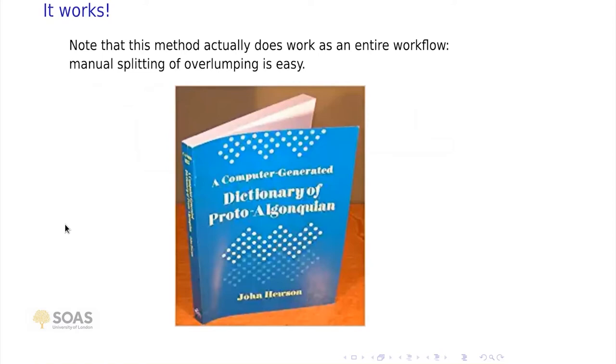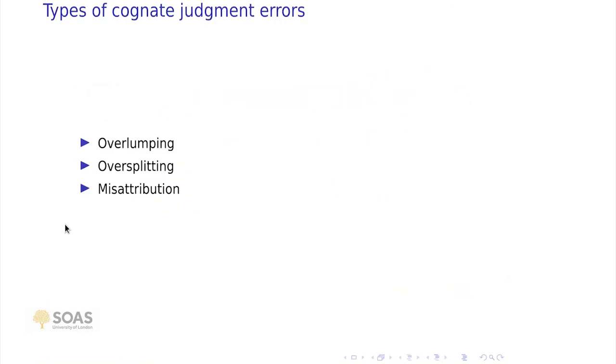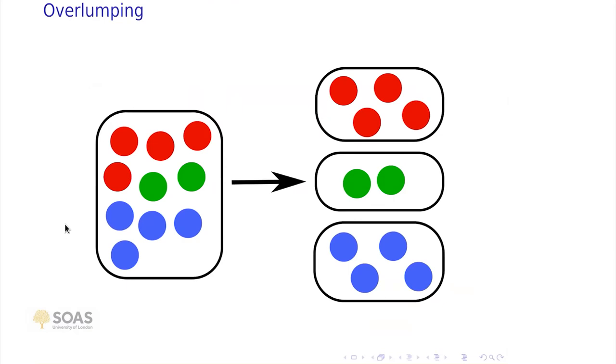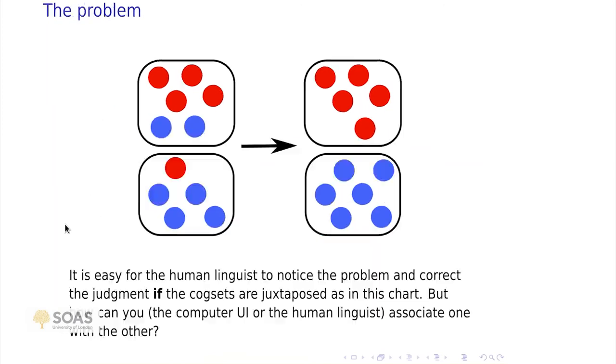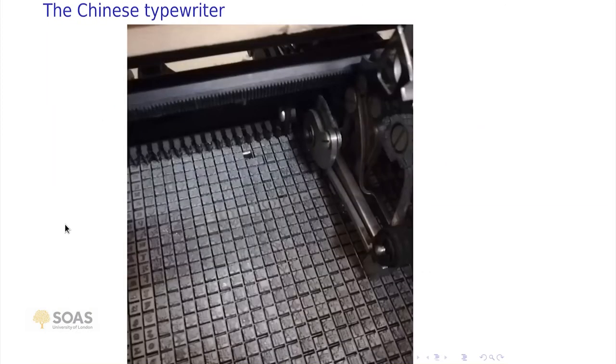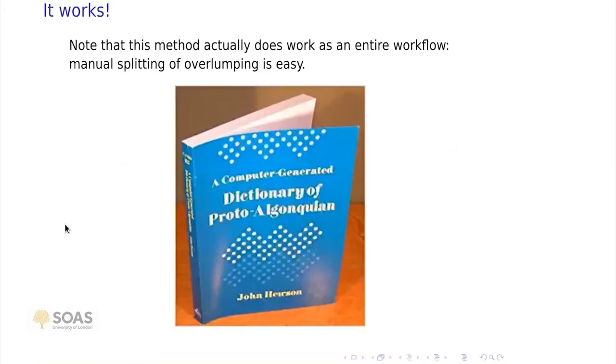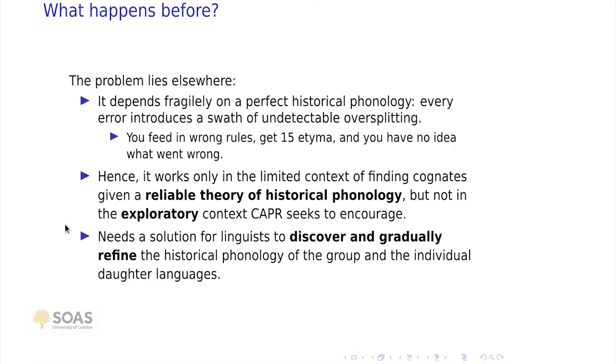So here is the dictionary, and why it works is also easy to explain. Of the three kinds of cognate judgment errors, you basically just need to get rid of homophones, which is overlumping, and it doesn't require matching things together in a 3,000 or 30,000 item set. The problem isn't what happens afterwards, because you just need to split cognate sets that are already made, so it's easy afterwards. The problem lies before. It has a fragile dependency on perfect historical phonology.